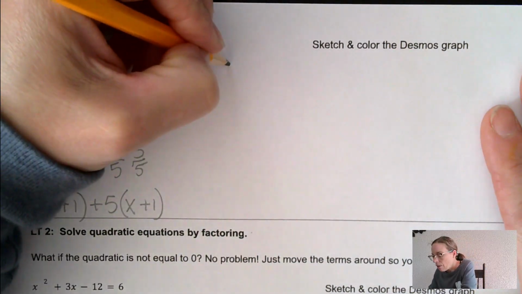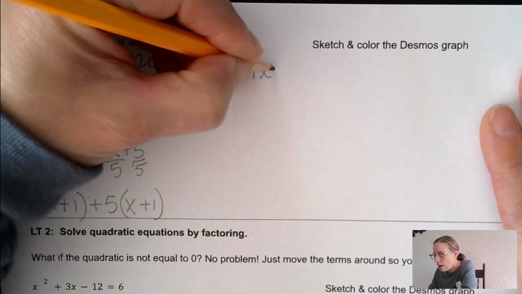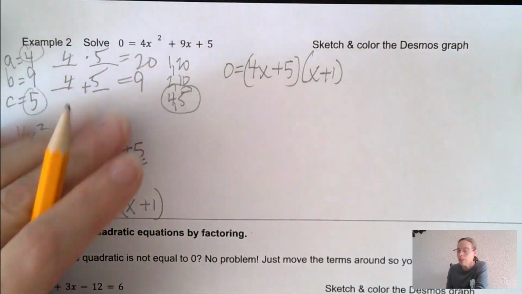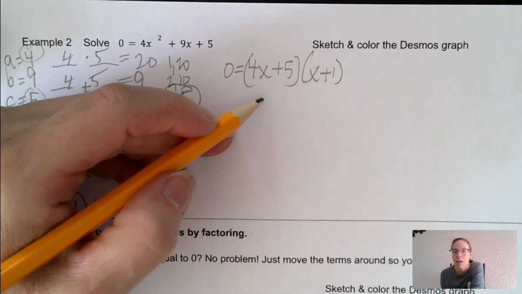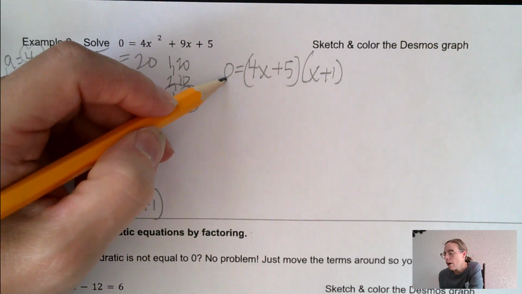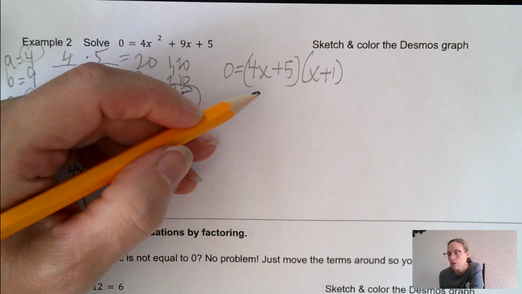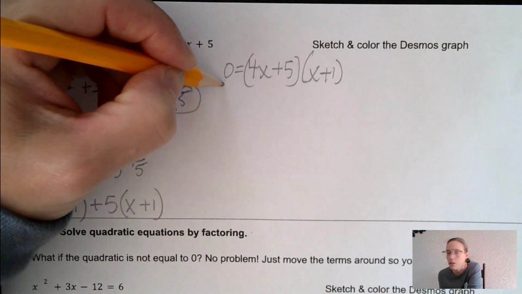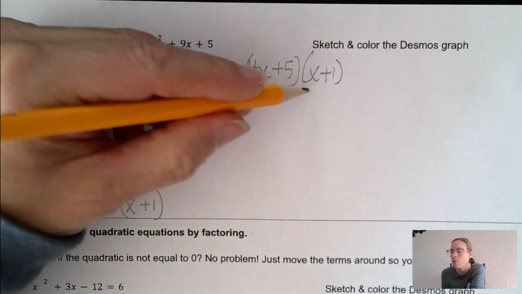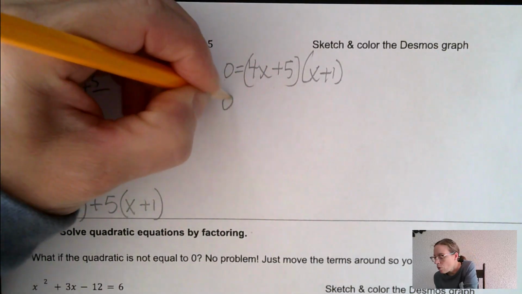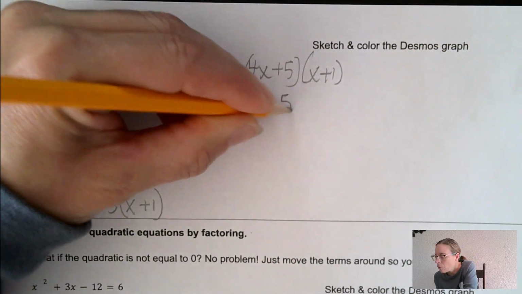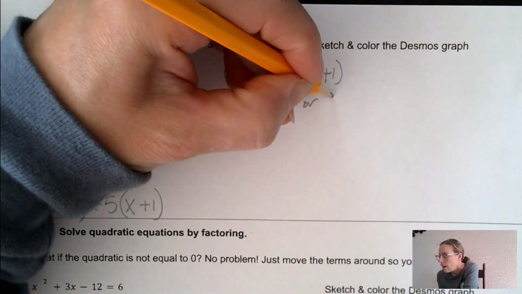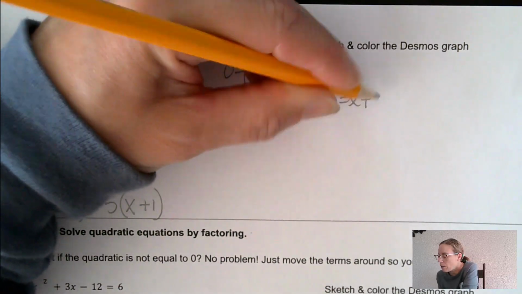So now we have 0 equals 4x plus 5 times x plus 1. Now we have two things that are multiplying, and the answer is 0. So I know that one of them has to be 0 or the other one. And this is the zero product property. They're equal to 0, and they are a product. They're multiplying. So I know that either 4x plus 5 will be equal to 0, or I know that x plus 1 will be equal to 0.